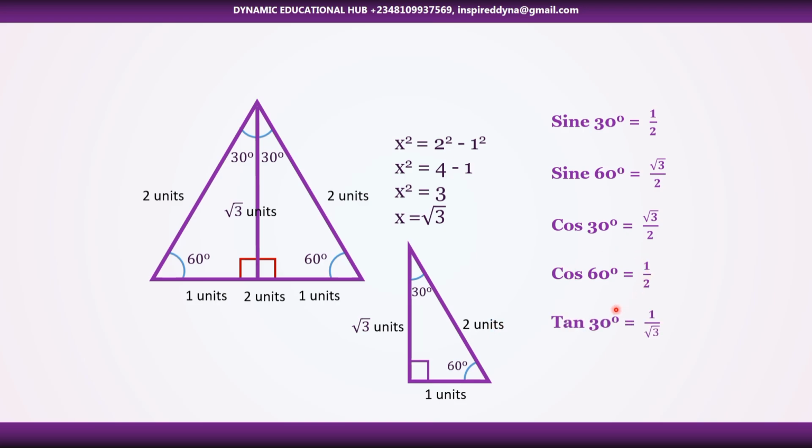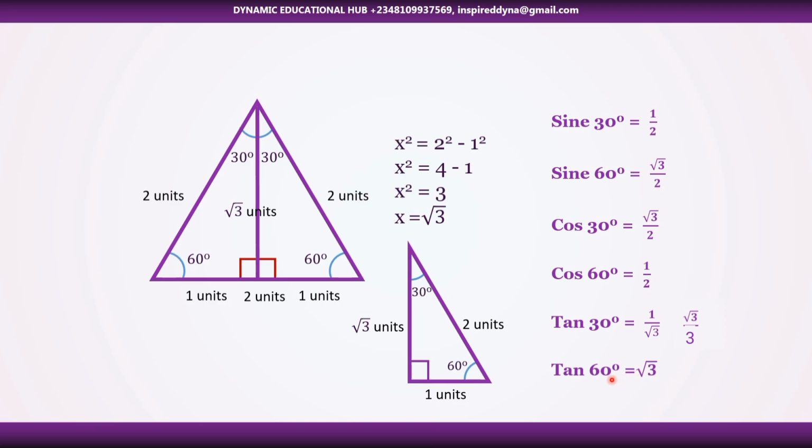Now for tan 30°, you can choose sine 30 divided by cos 30, or you use your opposite divided by adjacent. So let's use opposite divided by adjacent here. Now the opposite to 30° here is 1, and the adjacent is root 3. So we have 1 over root 3. You can rationalize this. How do you rationalize this? You rationalize this by multiplying by root 3 over root 3, and you are going to get root 3 over 3 as shown. That is tan 30°.